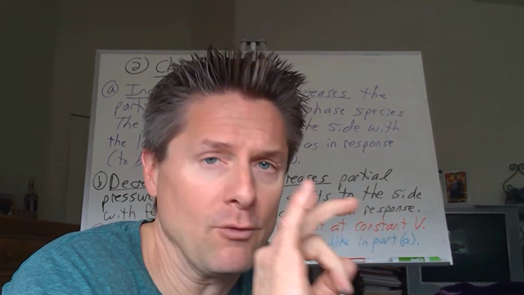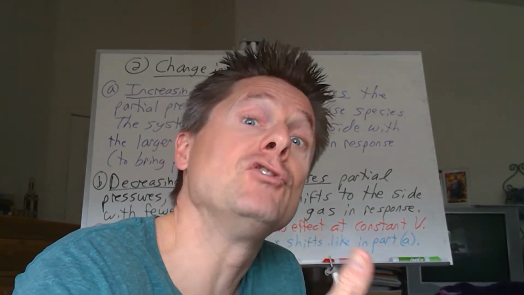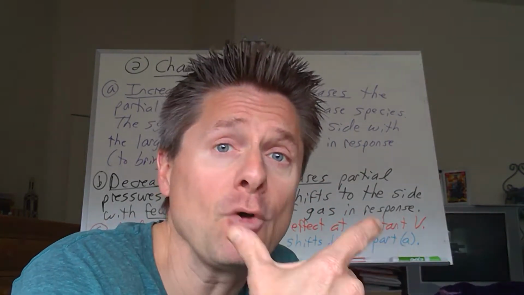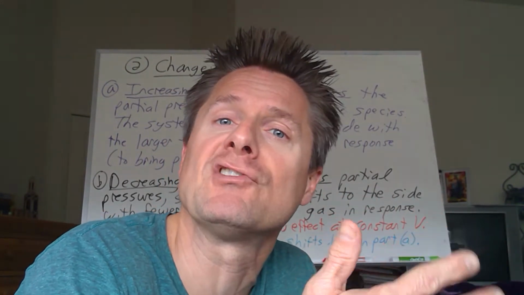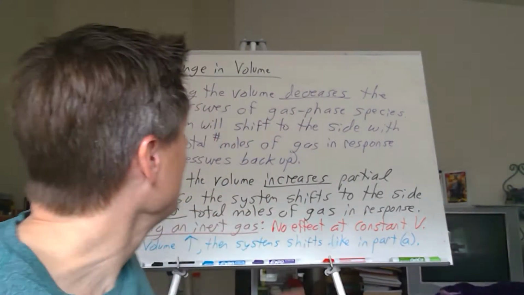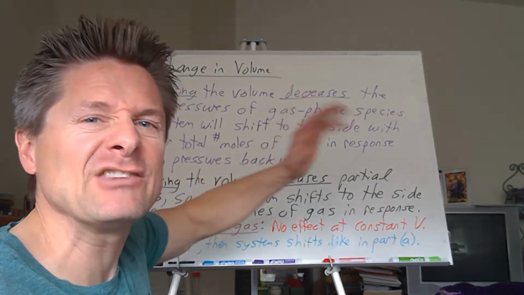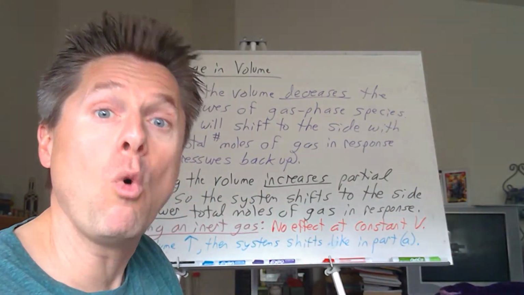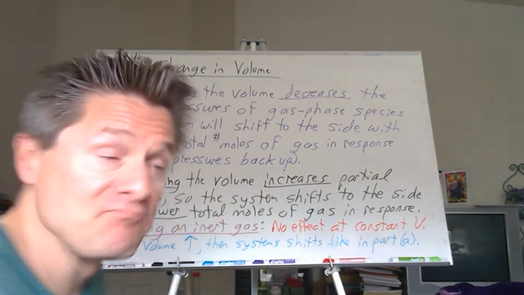So you look at the total, and this only affects gas phase species. You look at the left-hand side, the reactant side, and add up the total number of moles of gas phase species. Do the same with the product side. If those are equal, there'll be no effect, right? Shifting one way or the other wouldn't change the number of collisions and can't affect pressure. So there'd be no effect. But if one side has more moles than the other, then this will shift in response. So if I increase the volume of the system, decreasing all the partial pressures, this will shift to the side with more total particles or moles of gas in response to bring the pressures back up, right?